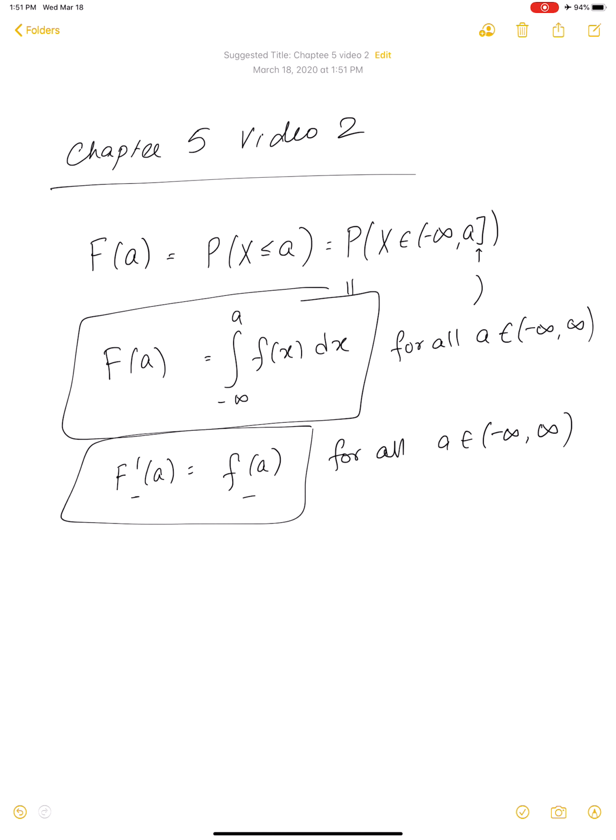All right, so let's now move on to 5.2. In 5.2, we're going to look at expectations and variances of continuous random variables.